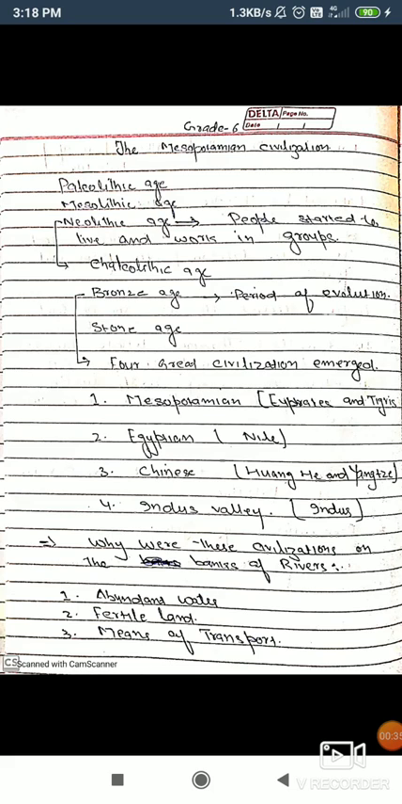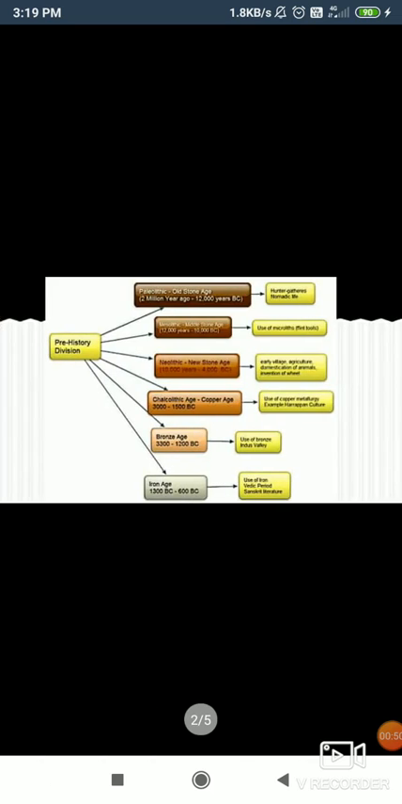In order to understand this, we need to understand the dates when it came into existence. For that, we have to understand again the divisions of history. Divisions of history. You see in this picture, I will tell you in detail about the divisions of history.